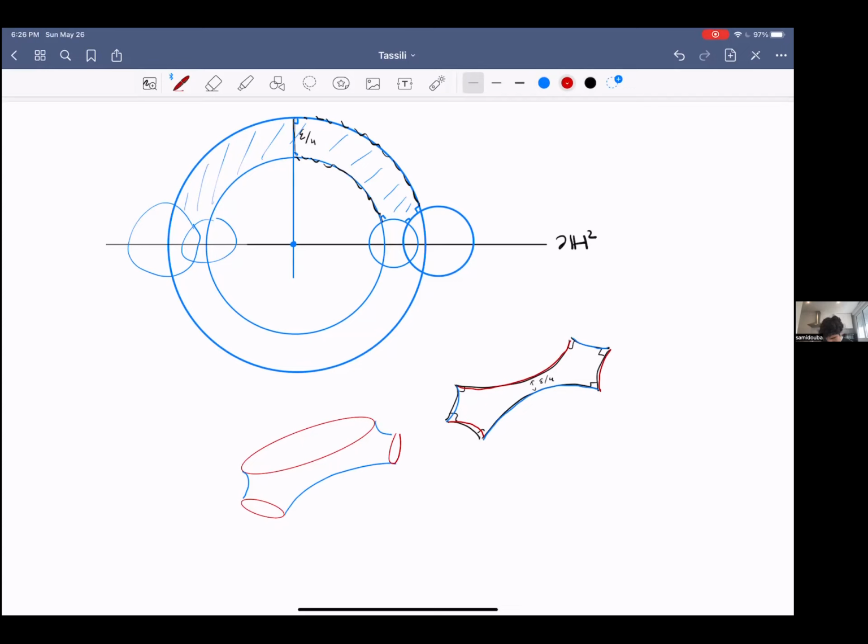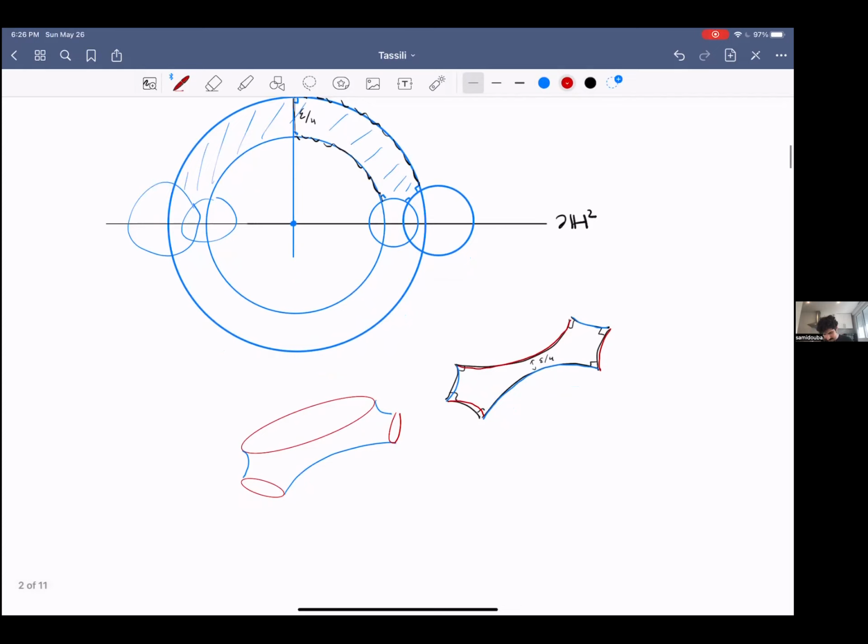And now it's maybe not so clear, but if I double this pair of pants along the red, I will get a genus 2 surface. And this short orthogeodesic that I have here will become a short closed geodesic. The picture will look eventually like this.